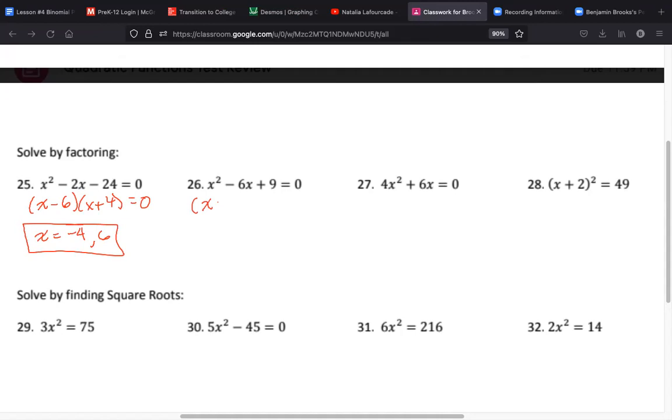x minus 3 times x minus 3 is equal to 0. So therefore, x is equal to 3. That's the only one there is.